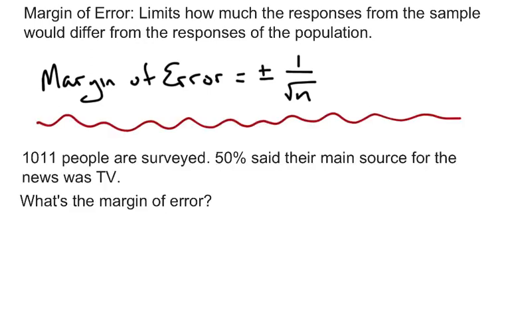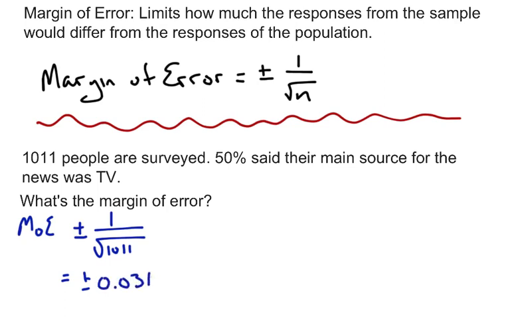So let's say 1,011 people were surveyed, and 50% said their main source for the news was television. What's the margin of error? Well, how we find the margin of error is just saying plus or minus 1 over the square root of how many people were surveyed, and that's 1,011. So it'd be plus or minus 0.031, or plus or minus 3.1%.